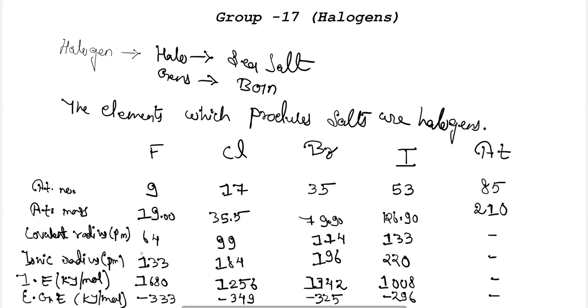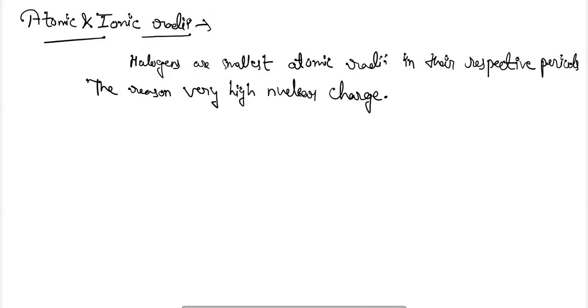Similarly, the ionic radii will also increase. 133, which is smallest in its period, for fluorine. 184 for chlorine, which is smallest in its period, but larger than that of fluorine. 196, which is larger than chlorine, but smallest in its own period. And 220, which is smallest in its own period, but larger in comparison to bromine. So on going down in the group, the atomic radii is increasing, but that atomic radii is very small in comparison to the atomic radii of other elements present in their respective groups.